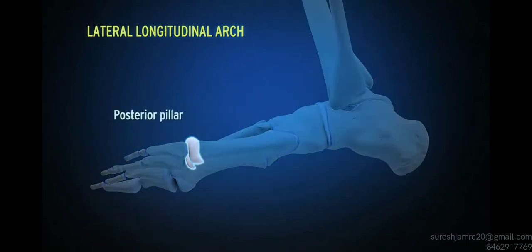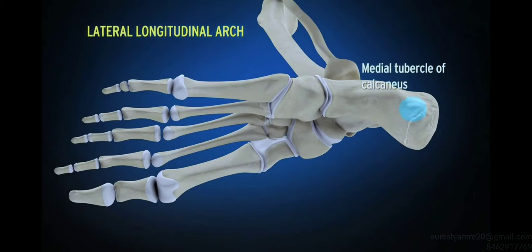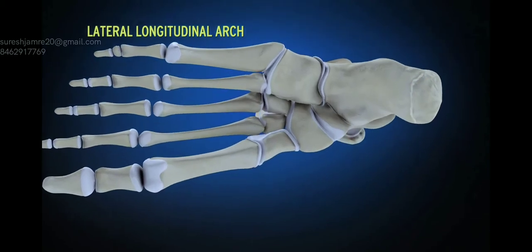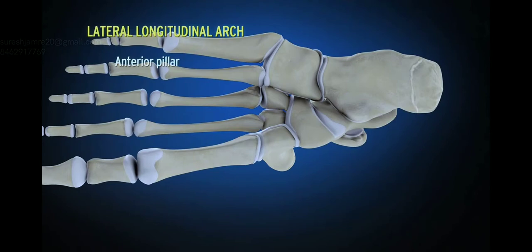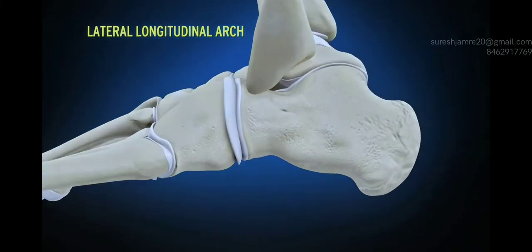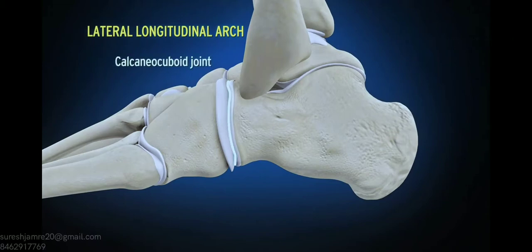Posterior pillar. It is formed by the medial tubercle of calcaneus, which forms the meeting point of 2 longitudinal arches. Anterior pillar. It is formed by the heads of 4th and 5th metatarsal bones. Vulnerable part of lateral arch is calcaneocuboid joint.